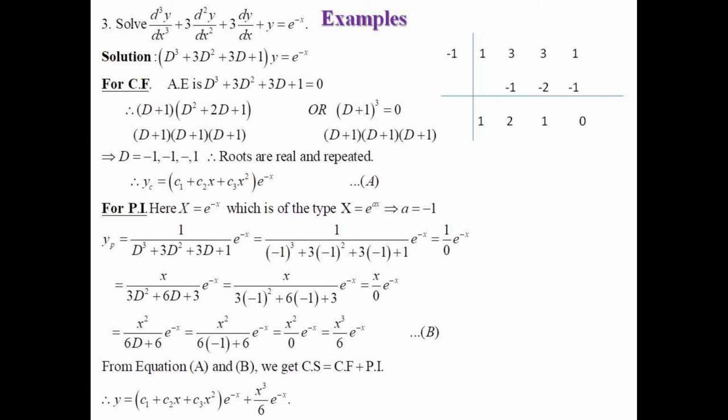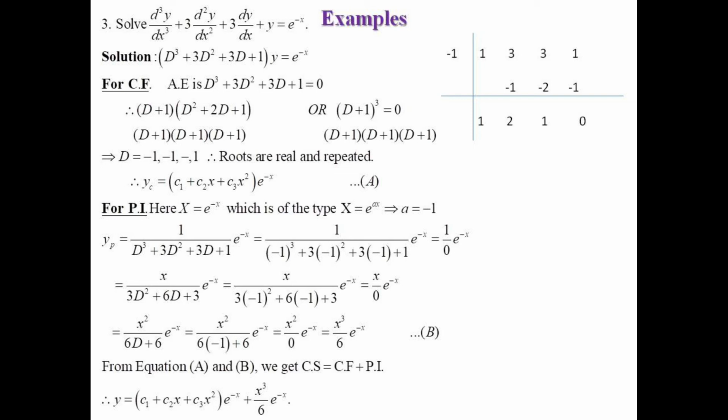So once again apply the same formula. Whenever we get 0 in the denominator, attach x on the numerator and take the derivative of the denominator. So x into x, that is x square, upon the derivative of 3d square plus 6d plus 3, which is 6d plus 6. Then once again apply the formula, that means replace d by a, where the value of a is minus 1. So we get x square upon 6 into minus 1 plus 6. So once again the value of the denominator term is 0. That means the third time we got the value of the denominator as 0.